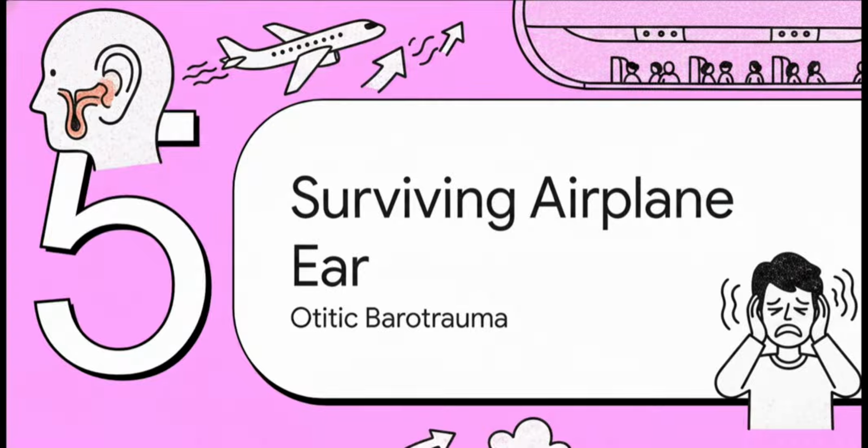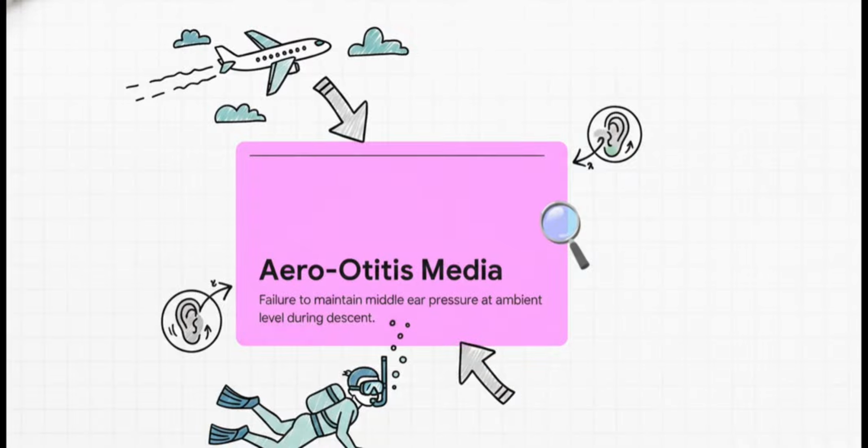And finally, Section 5, Surviving Airplane Ear, Otic Barotrauma. All right, so we've covered bacterial sieges and sticky glue traps. Now let's move to our final, highly relatable topic. Let's apply our deep knowledge of the eustachian tube to the sheer pain of commercial flying.